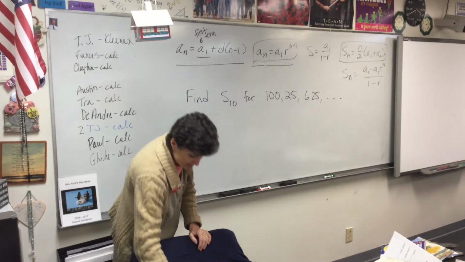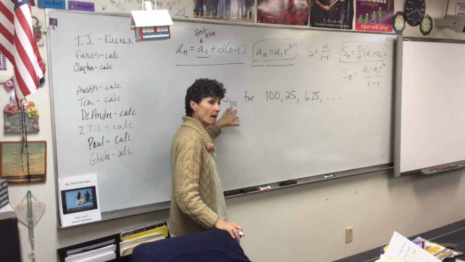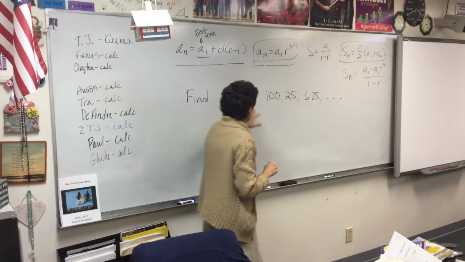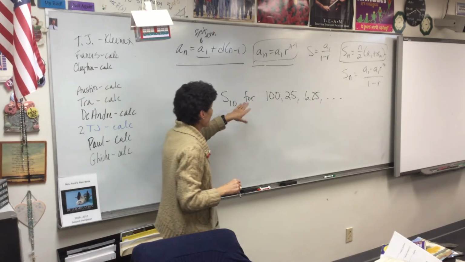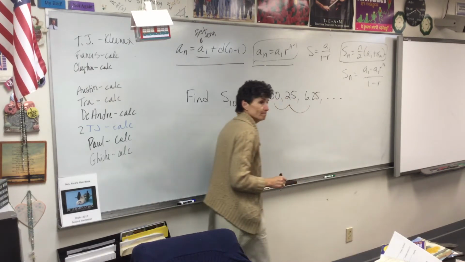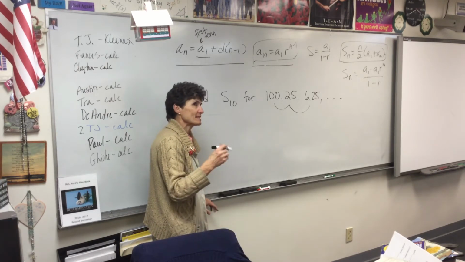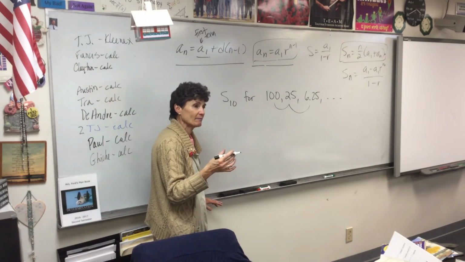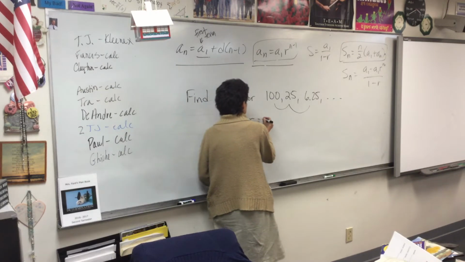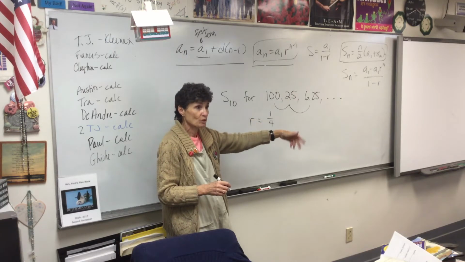This is exactly the same as problem number 3. Okay? Because it's asking me to find a sum. So I know I'm going to use one of these two formulas right here. And in order to know which one to use, I have to know what's going on here. How am I getting from term to term? I'm dividing by 4. Well, I don't have a sequence that works with division, so I'm going to have to say I'm multiplying by 1/4. So my ratio is 1/4.